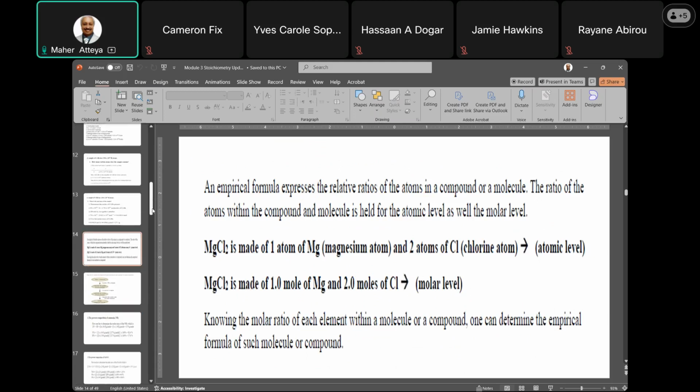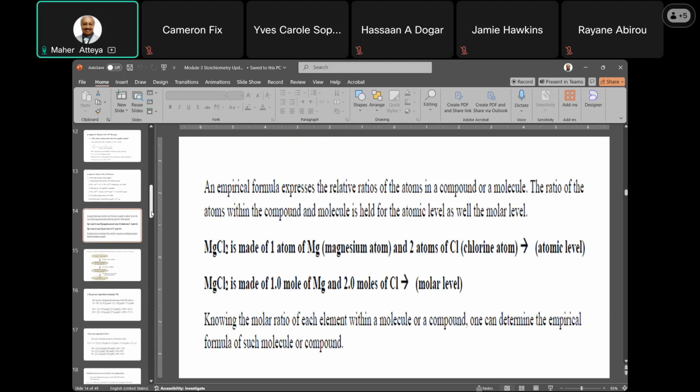So let's look at the empirical formula. What do we mean by empirical formula? The empirical formula here is different from the molecular formula. So we have 2 types of formulas. One is called the molecular formula, and the other one is called the empirical formula.